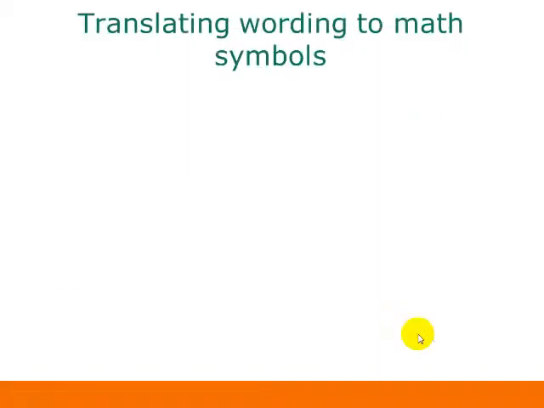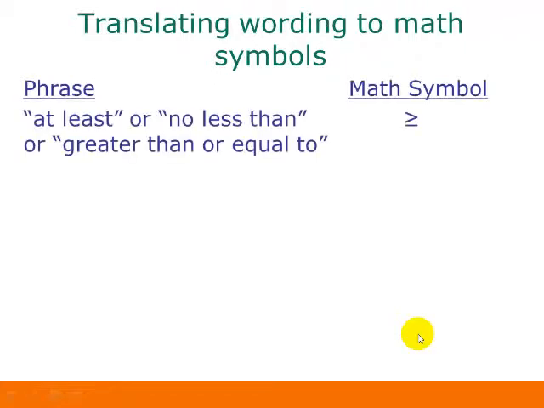Now when we're dealing with discrete probabilities, which binomial probabilities are one specific type of, it's very important how we translate the wording of problems into math symbols. So some phrases that you're going to run into are at least, no less than, or greater than or equal to. All three of these would translate into this symbol, a greater than or equal to.